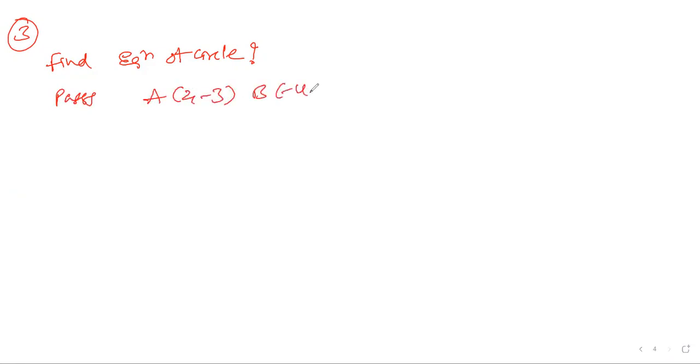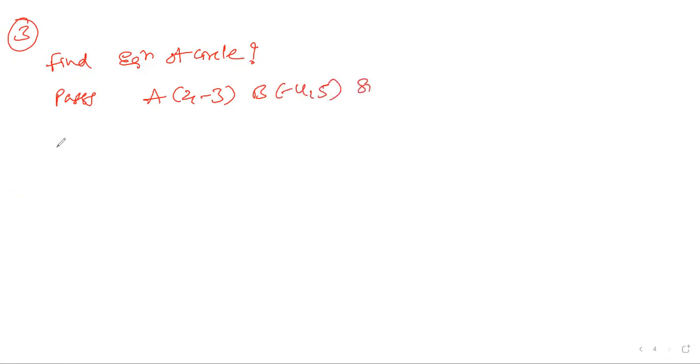The third question is: find the equation of a circle which passes through 2 comma minus 3 and minus 4 comma 5, having its center on 4x plus 3y plus 1 is equal to 0. First, the question is to find the equation of the circle. What they mention is that the circle passes through 2 points. A is 2 comma minus 3. Another point B is minus 4 comma 5.